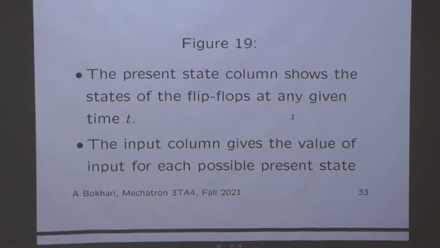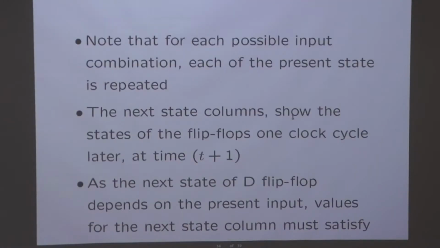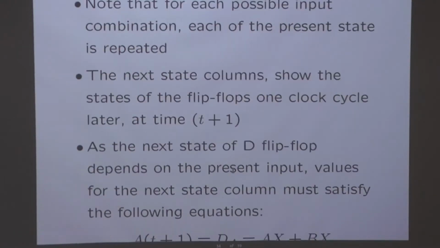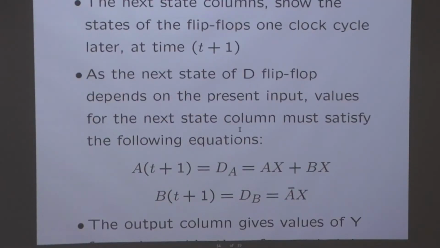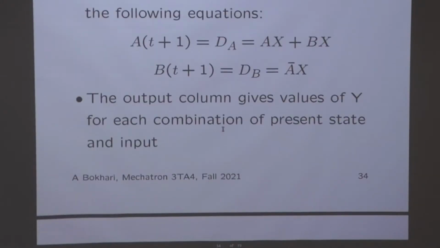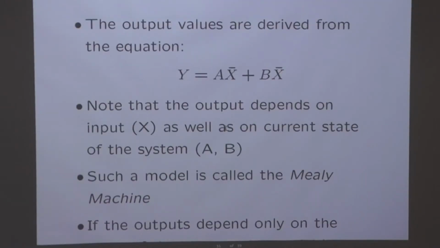The present state column shows the states of the flip-flops at any given time t. The input column gives the value of the input for each possible present state. Note that for each possible input combination, each present state is repeated. The next state column shows the states of the flip-flops one clock cycle later, right? As the next state of the D flip-flop depends on the present input, values for the next state column must satisfy the equations given previously, right? Et cetera, et cetera. Good.